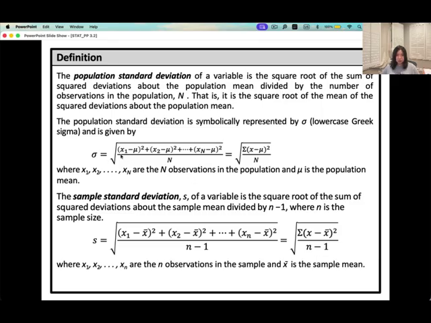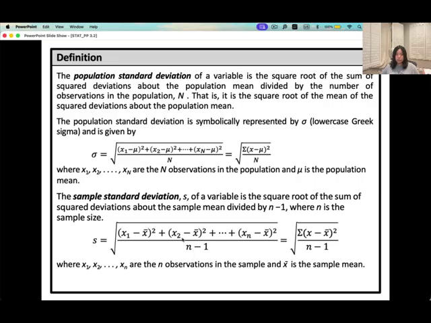Okay, so you can see x1 represents the first data. The first data minus the population mean, take the square, and then plus the second data minus the population mean, take the square again, until the last one. Okay, and then the N, this represents the number of observations in the population. Okay, capital letter N. And sample standard deviation, we use the S to represent it.